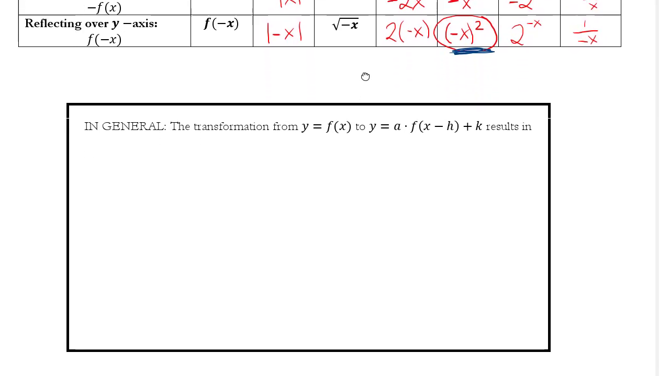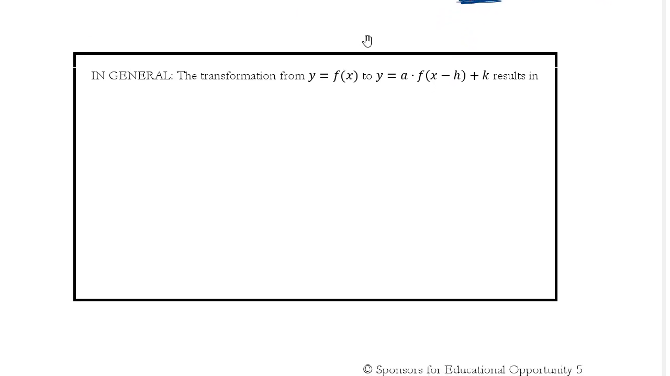So in general, let's finally summarize what we've learned. So the transformation of y equals f of x to y equals a times f of x minus h plus k. So this is, again, in general. That's why there are so many variables. So it does three things for you. The first thing, here we'll use different colors, is that the a value there is going to scale by a factor of a, right? We saw that with the 2 and the 1/2.